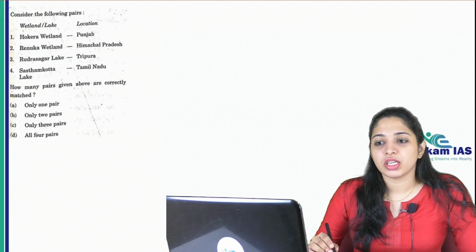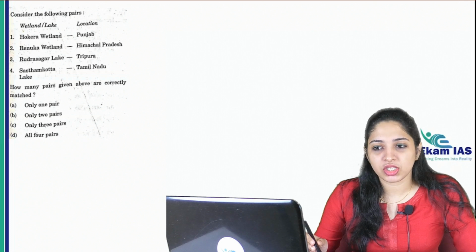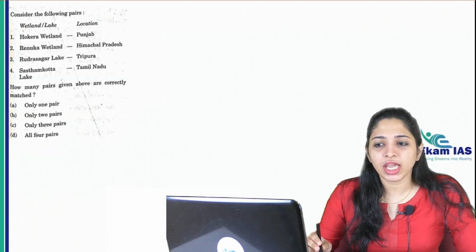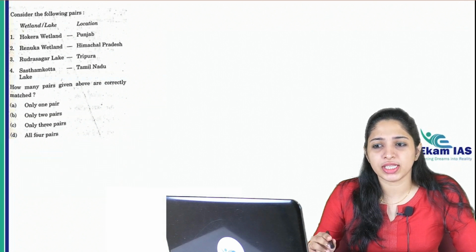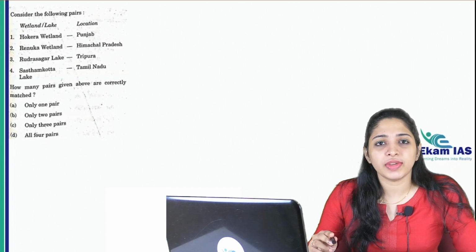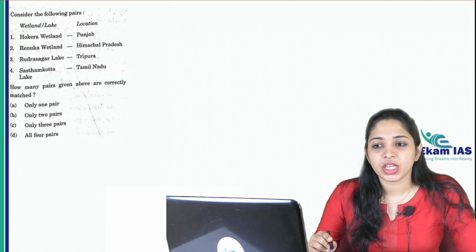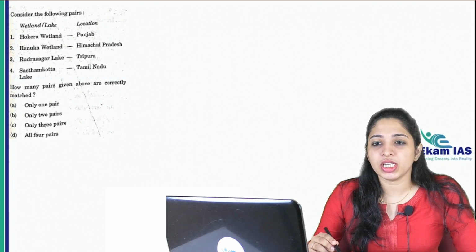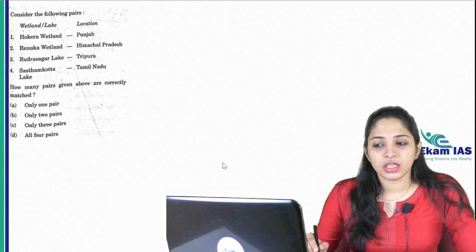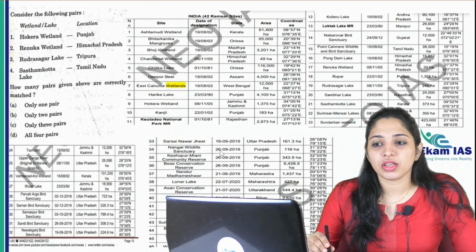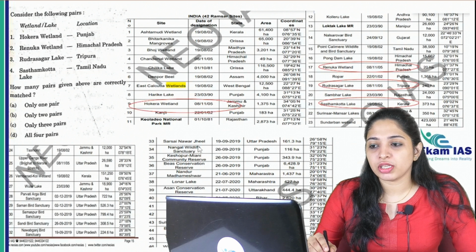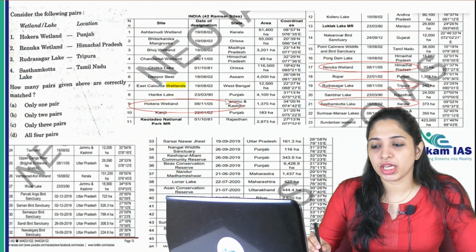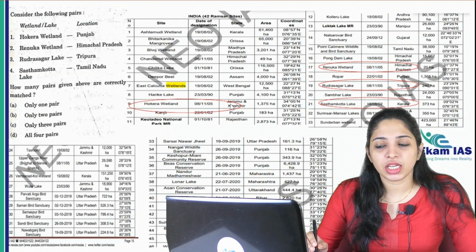First question. Wetlands or lake and its locations are given. If we analyze the wetlands, we can see that these 4 wetlands were Ramsar sites. In our material and in our classes, we have extensively covered the Ramsar sites in detail. This is the material. First one is Hokera wetland. It is given as in Punjab, but it is in Jammu and Kashmir.